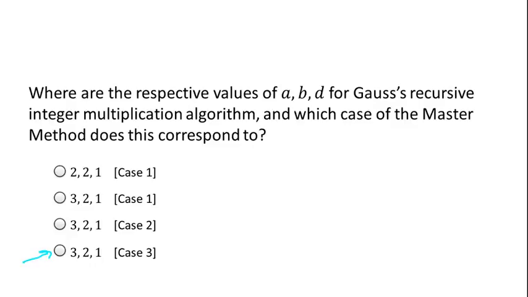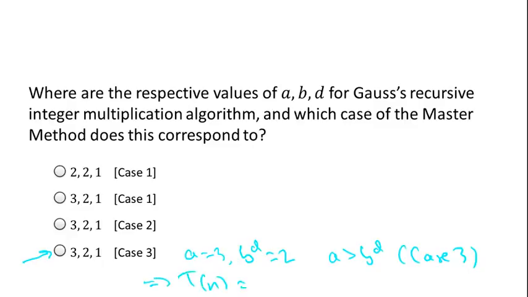Then we have to figure out which case of the master method that is. So we have a equal 3, b raised to the d equal to 2. So a has dropped by 1 relative to the more naive algorithm, but we're still in case 3 of the master method. A is still bigger than b to the d, so the running time is still governed by that rather exotic looking formula. Namely, T of n is big O of n to the log base b, which in our case is 2, of a, which is now 3 instead of 4.